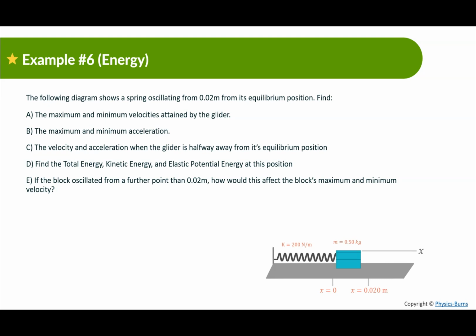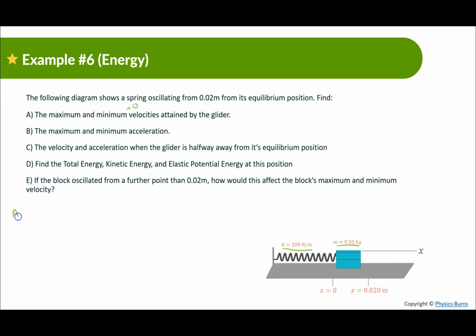Well, we'll see. Okay, the following diagram shows a spring oscillating 0.02 meters from its equilibrium position. Find A, the maximum and minimum velocities attained by the glider. Well, luckily for us, we know the minimum velocity, that's just going to be equal to 0 when it's at its amplitude. And then we have a lot of information here. The spring constant is 200, the mass is 0.05. So we can use this to figure out the maximum velocity.